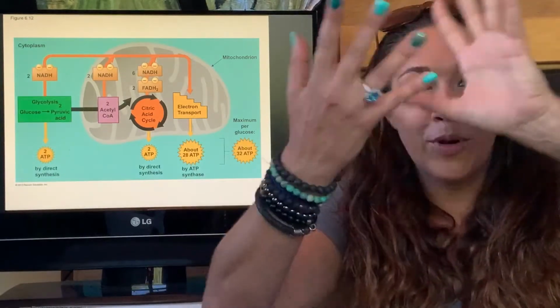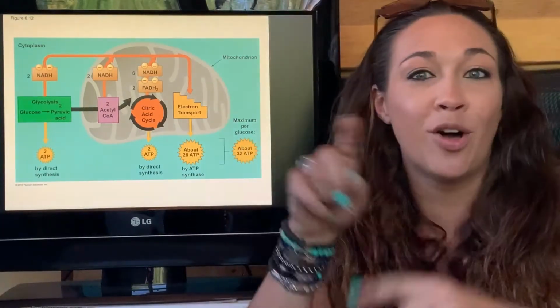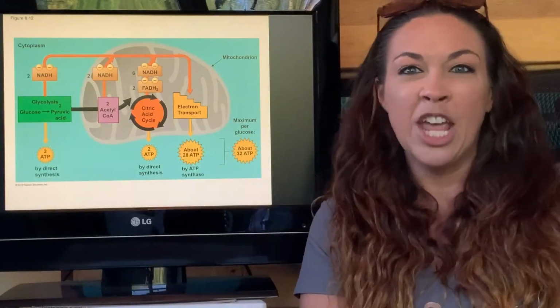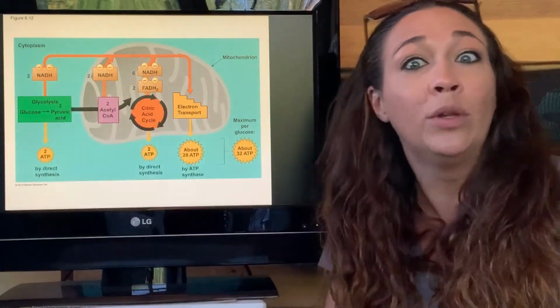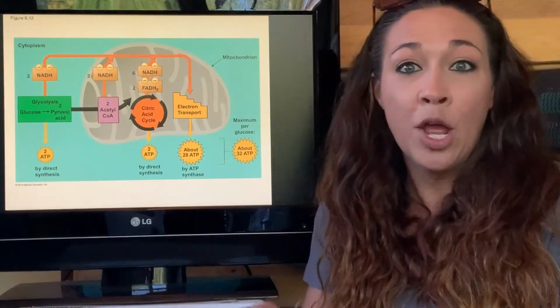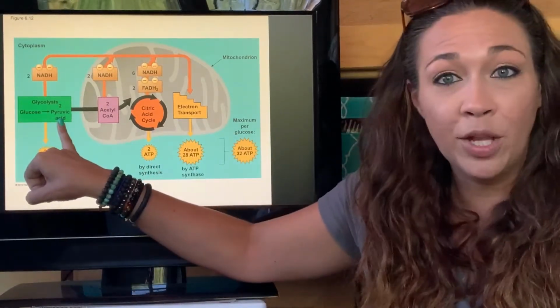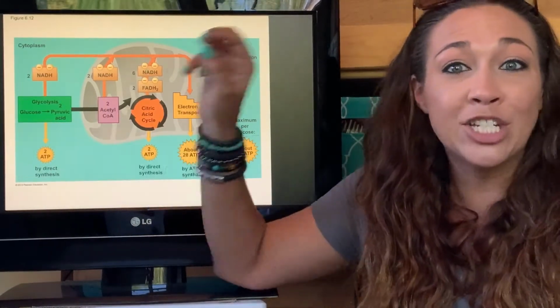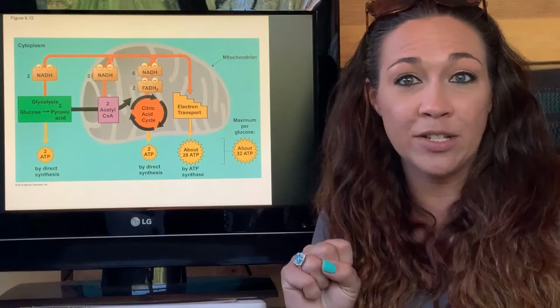We're going through all these chemical reactions where we're making and breaking the bonds, and all those little electrons that are floating around, we're going to pick you up and store them for later. You're essentially caching them aside, holding them for later use. So, step 2 is pretty easy, right? We take 2 pyruvic acid molecules, we turn them into 2 acetyl-CoA molecules and 2 NADHs.